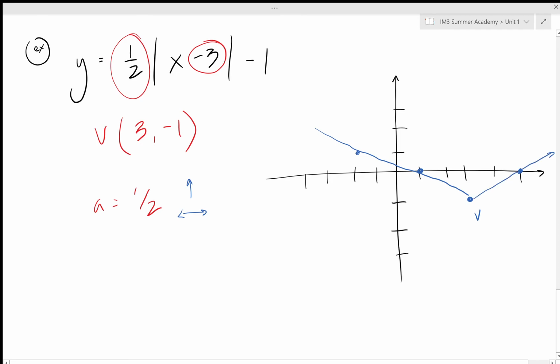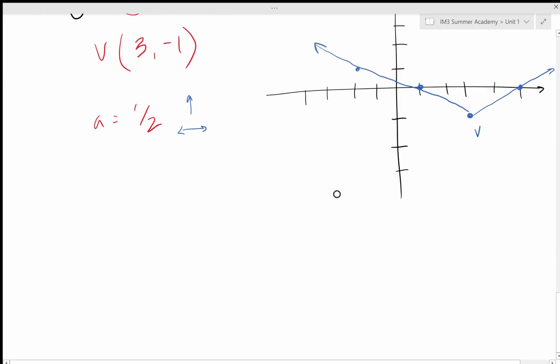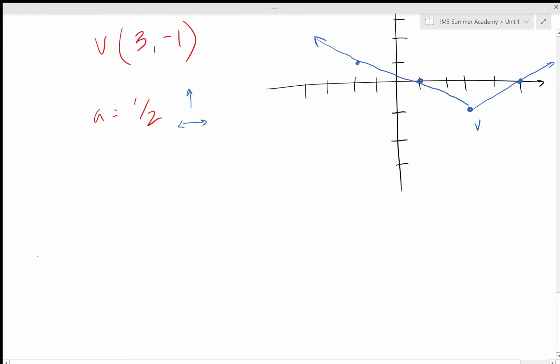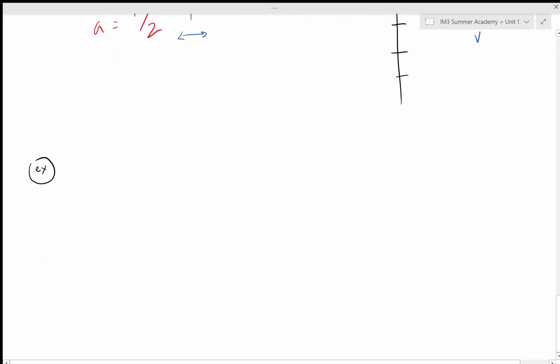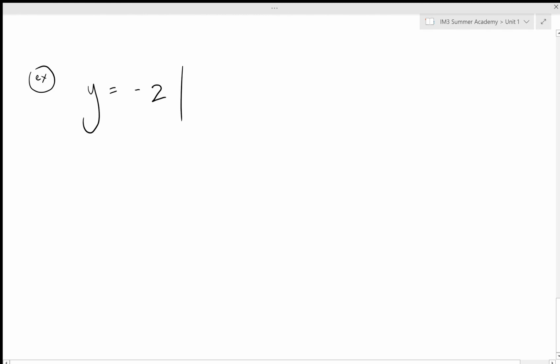So we look at what happened here. With a number smaller than 1, my V shape actually got wider. Okay, so interesting to see what happens when we change the A value, change the slope, and play with these different numbers. One last one for now. Let's say we wanted to graph y equals negative 2 absolute value x plus 1 minus 3.